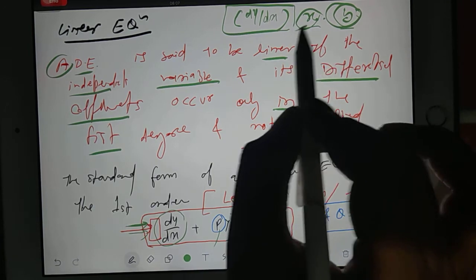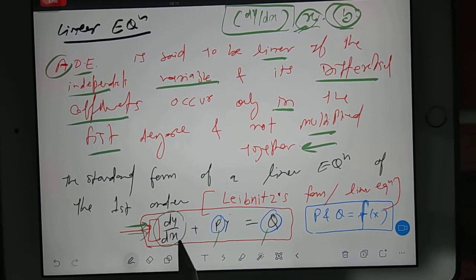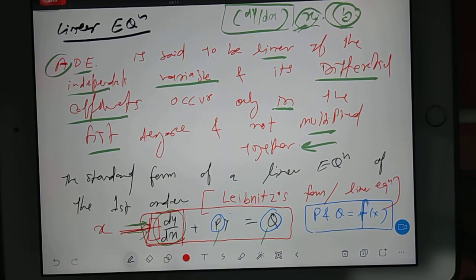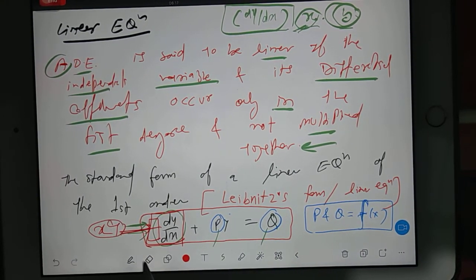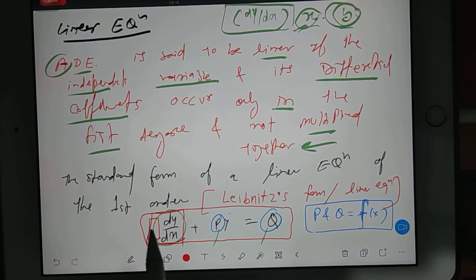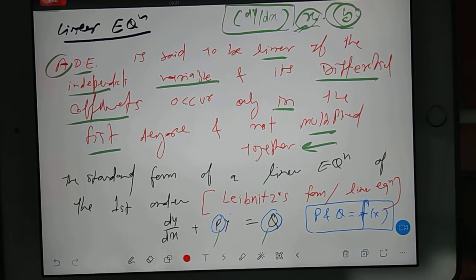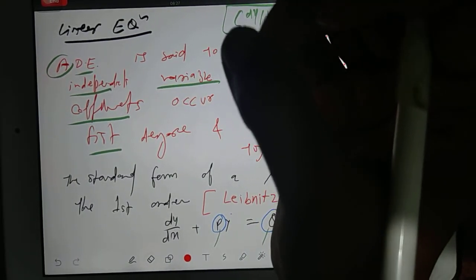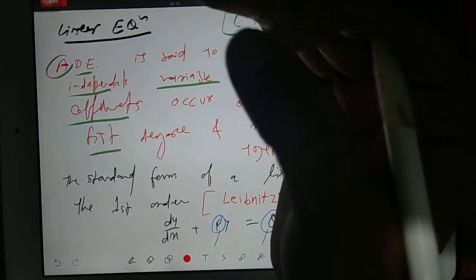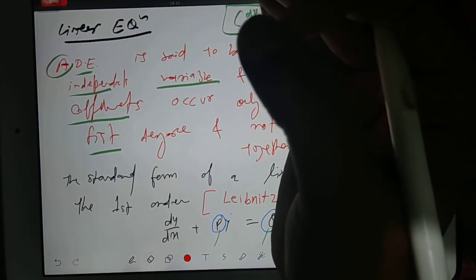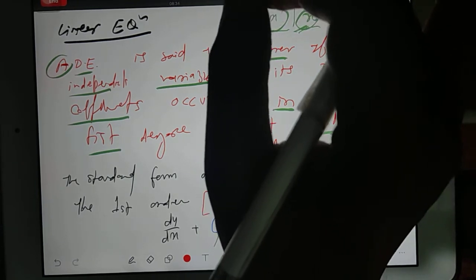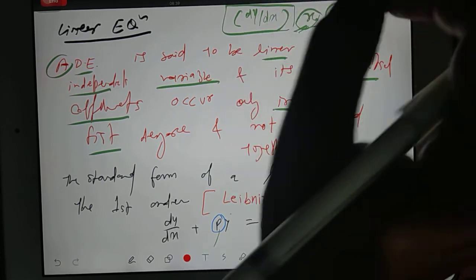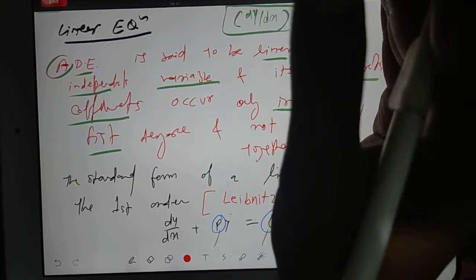I mean, the simple format is this: dy by dx should be alone. Anything else should not be multiplied here. I mean, x should not be multiplied here, y should not be multiplied here, or any term should not be multiplied here. Okay? The coefficient of the differential, like dy by dx or d2y by dx square, the degree should also be 1, the order should also be 1, and at the same time we should not have any multiplication with x and y or x square, y square, anything.